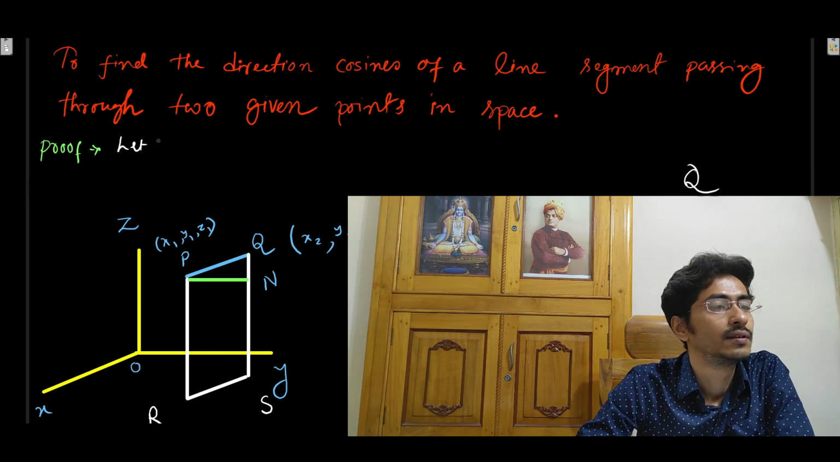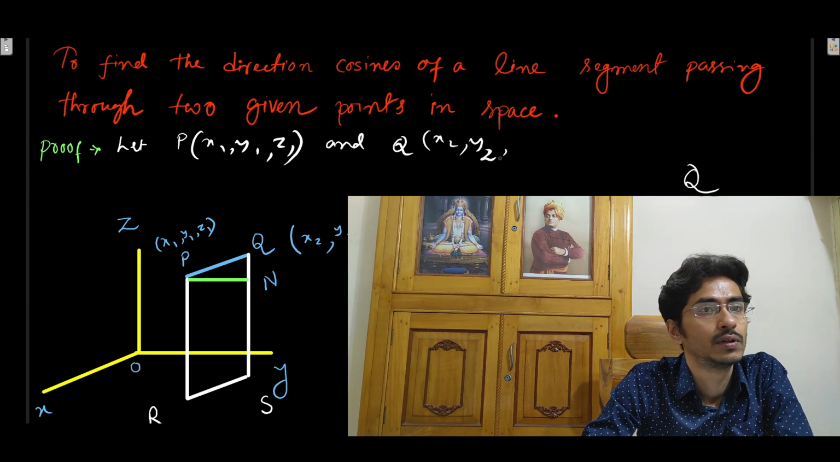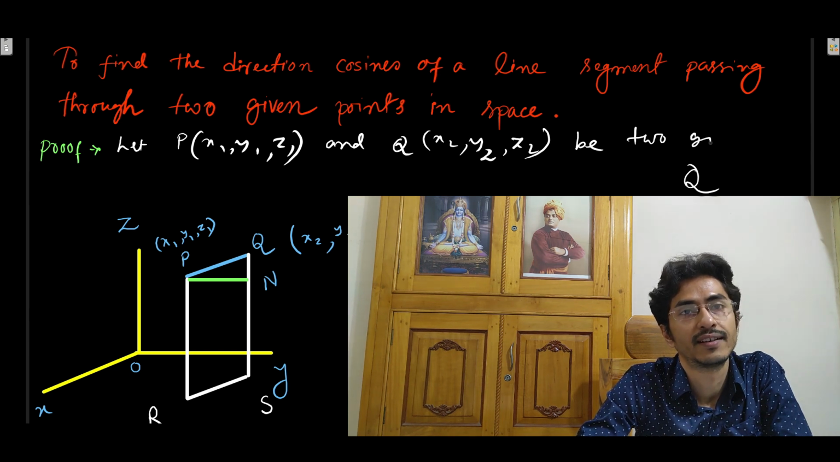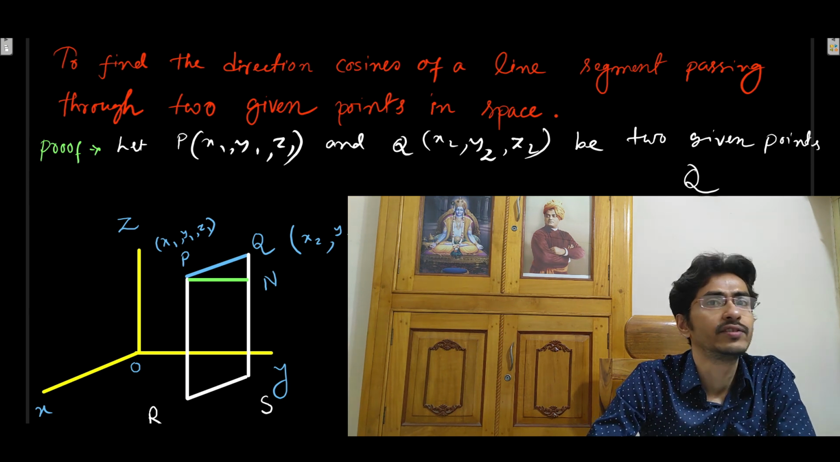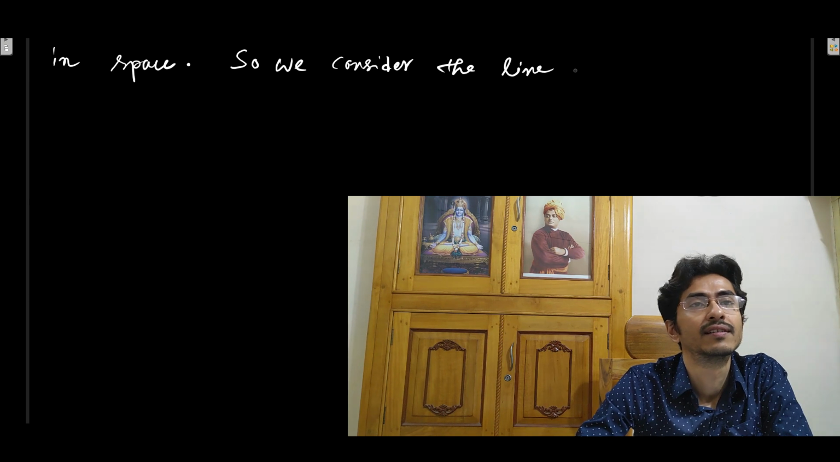Let P x1, y1, z1 and Q x2, y2, z2 be two given points in space. We go to the next slide. So we consider the line segment PQ vector.